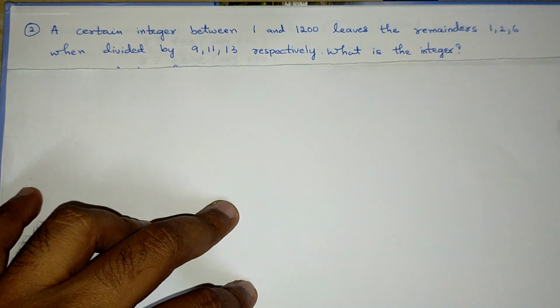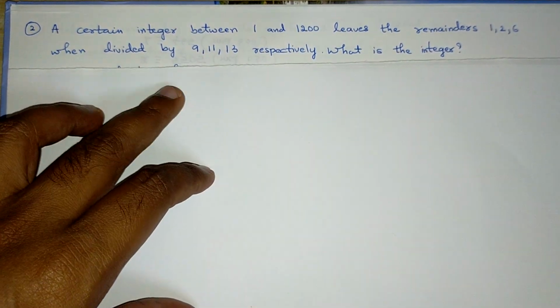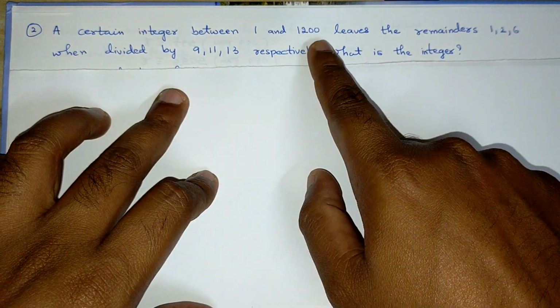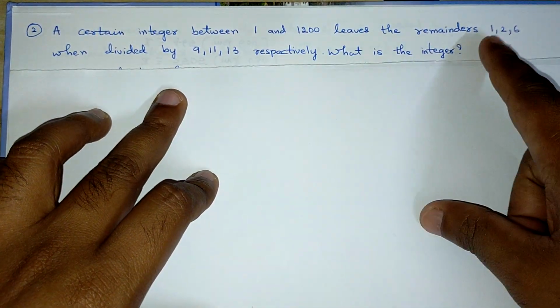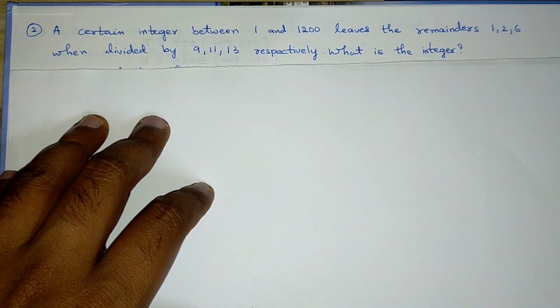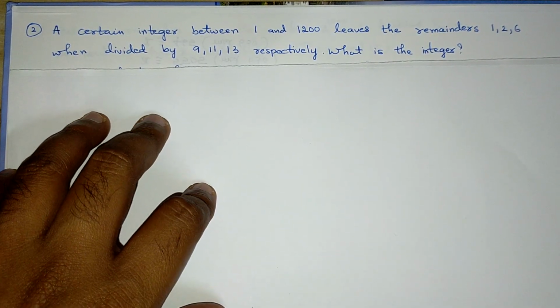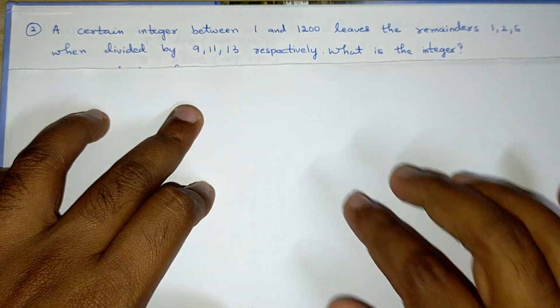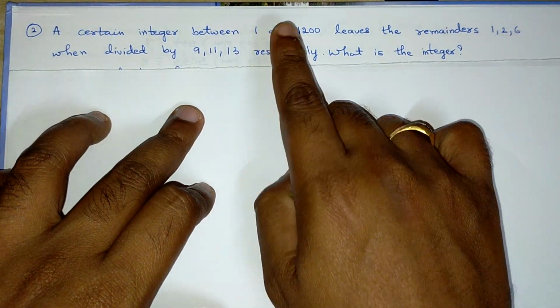So look at the next question. We have to find a certain integer between 1 to 1200 which leaves the remainder 1, 2, 6 when divided by 9, 11, 13 respectively. What is that integer? That's the question. So this means we have to find x, right?